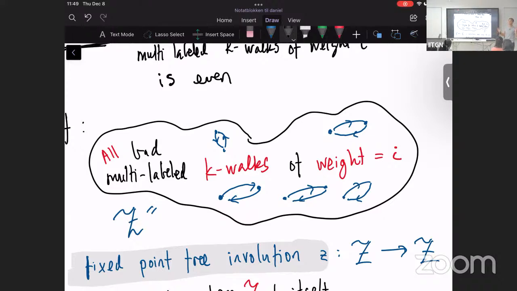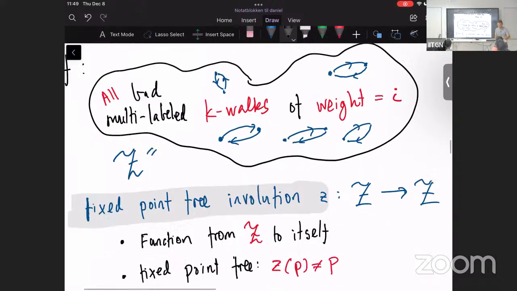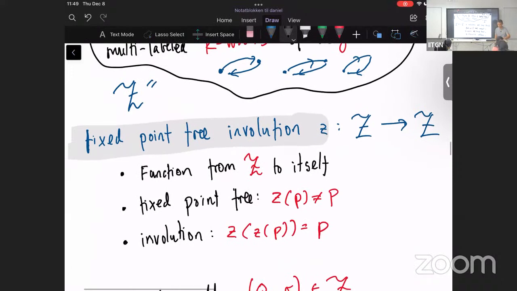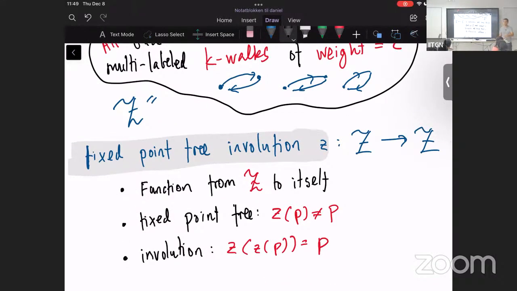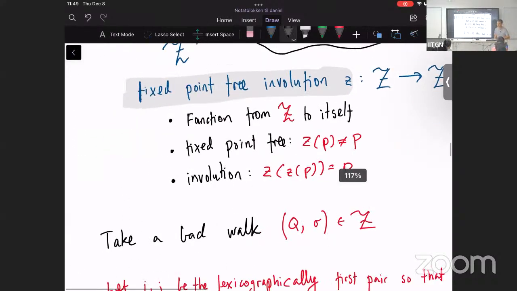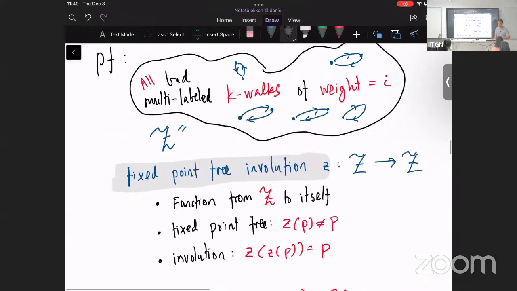Okay? This pairing up is called a fixed point free involution. So in particular, this is a function from the set to itself such that no one maps to himself, no one is his own buddy, and my buddy's buddy is me. Yeah? Okay. All right. It should be clear that if there is a fixed point free involution, then the set has even size.